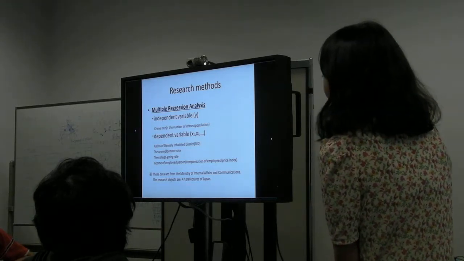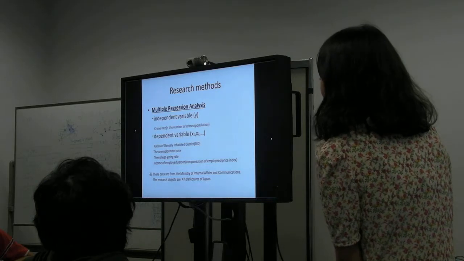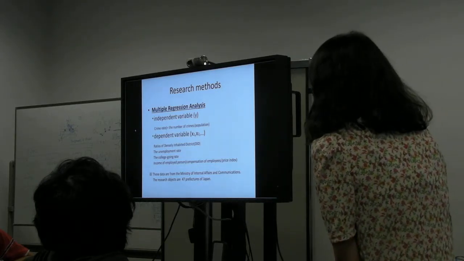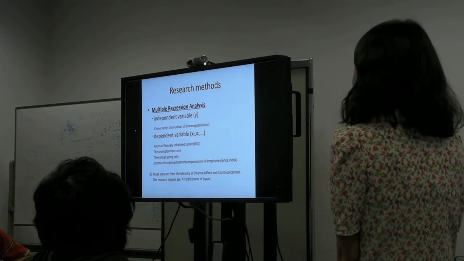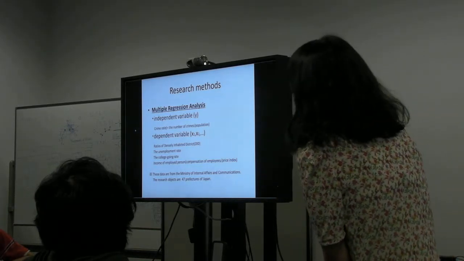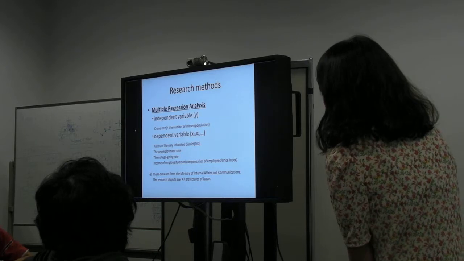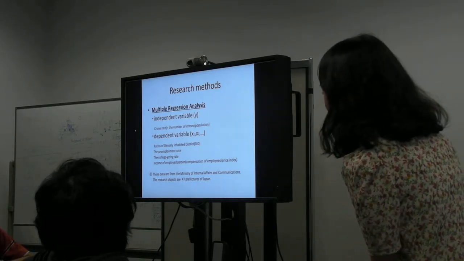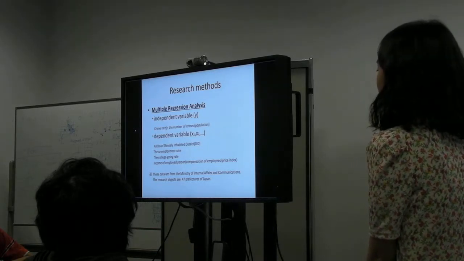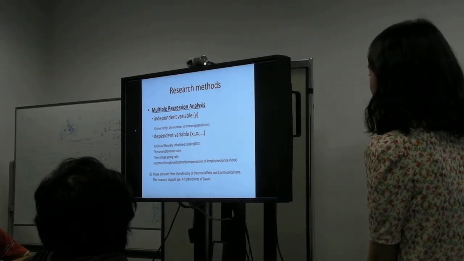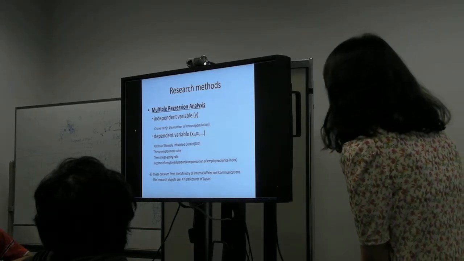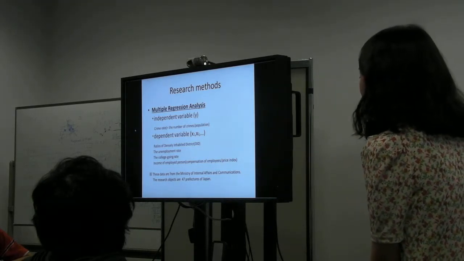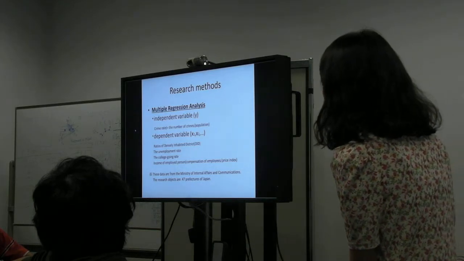And in our research, income of employed person is obtained by compensation of employees divided by price index. All of these data are from the Ministry of Internal Affairs and Communications, and these research objects are 47 prefectures of Japan.